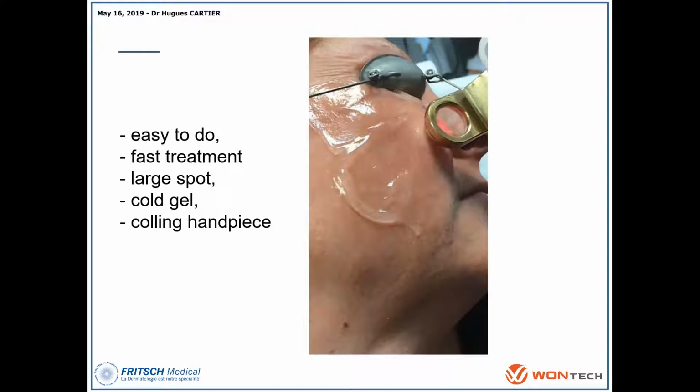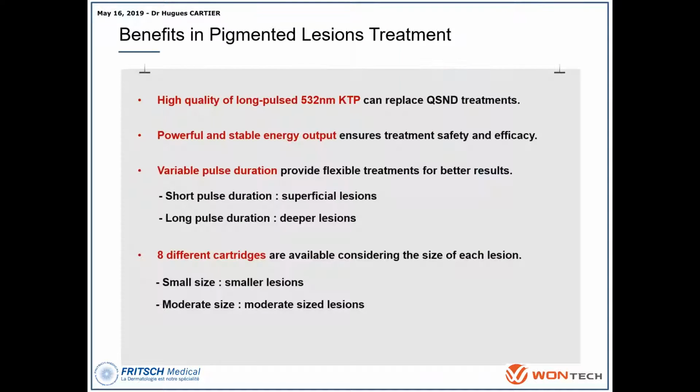It's a fast treatment with a large spot. You have to use cold gels, and you have a cooling piece to reduce the pain. It's easy to do also. But you know, the possibility is to modify the pulse durations, short or long, depending on what you want to do, for skin pigmentation or also to induce more thermal effect.